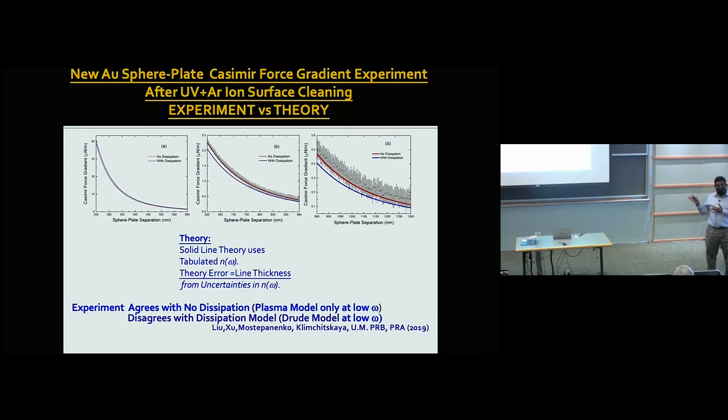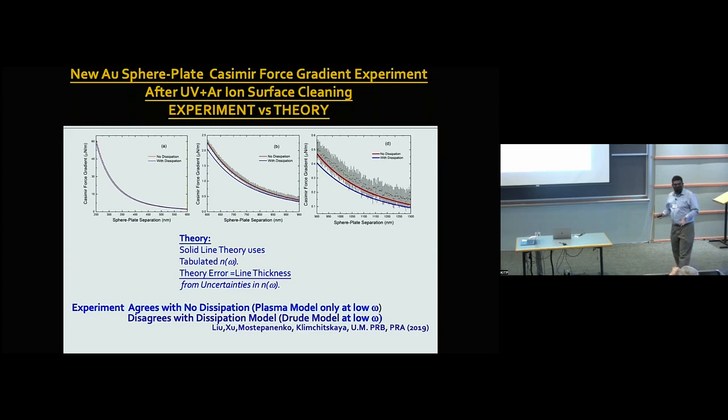The plasma model is the only thing that agrees all the way up to 1.3 micron. It's clearly off the Drude model all the way. There's no agreement with the Drude model at 1.3 microns. So the experiment agrees with the no-dissipation plasma model for these separations, and disagrees with the Drude model.